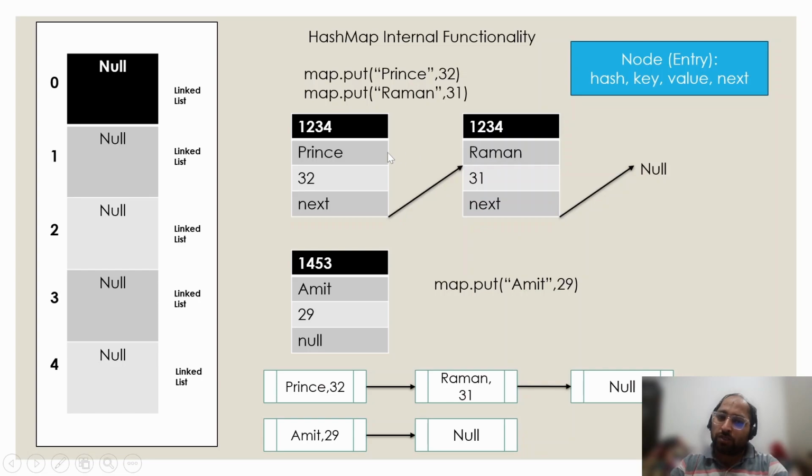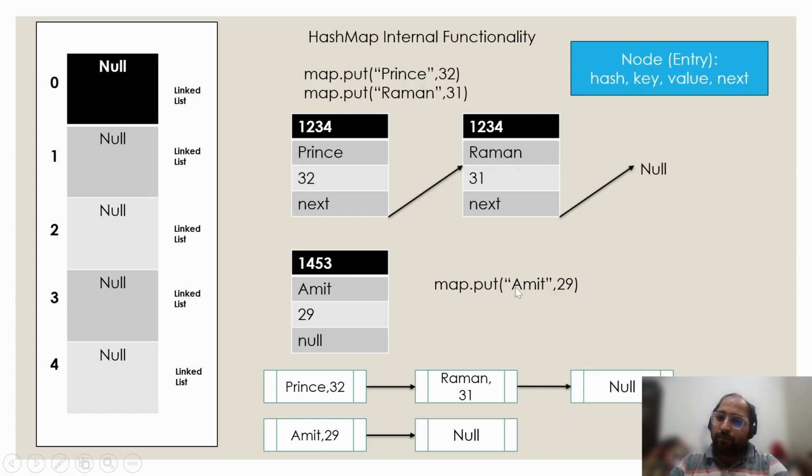In those cases we simply compare the keys. If keys are same, we simply update the values. If the keys are different, as in this case, Prince is a different key and Raman is a different key, a new node will be added to this index, and the previous node's next pointer which was pointing to null earlier will start pointing to the new node, and the new node's next pointer will point to null, right?